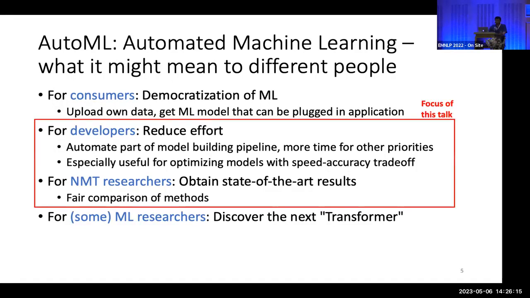Okay, so in this talk, I'm mainly going to focus on scenarios that help developers and NLP researchers. So basically, helping you reduce the effort in deploying your system and training fair baselines. So that's our main focus. And we're not really going to cover the other use cases that much because they're really different. Okay. And I think this happened because AutoML is kind of a buzz term. Everyone's calling their own thing AutoML.